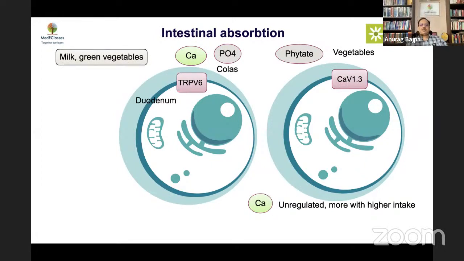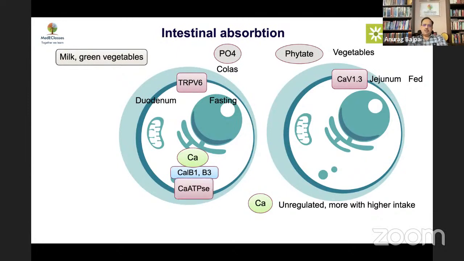So we have the TRPV6, which is there in the duodenum, while we have the calcium voltage-gated channel in the jejunum. Calcium absorption through TRPV6 usually happens in the fasting state. Once in the cell, this calcium binds to the calcium binding protein, because calcium, of course, is not going to move out very easily. It has to be transported. And this calcium binding protein will then shift this calcium out to the calcium ATPase channel. So this is a very active process, and the major regulator of this active process is calcitriol.